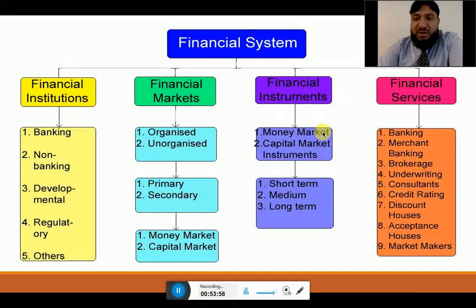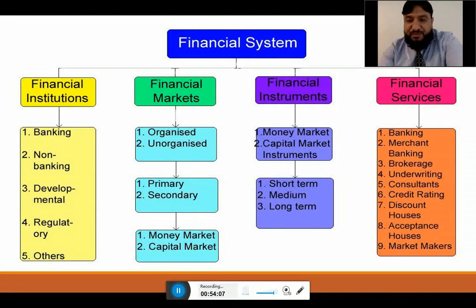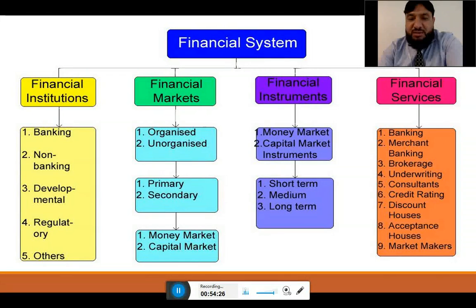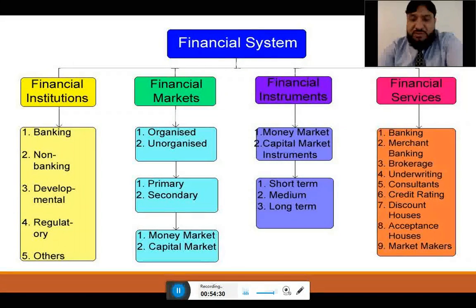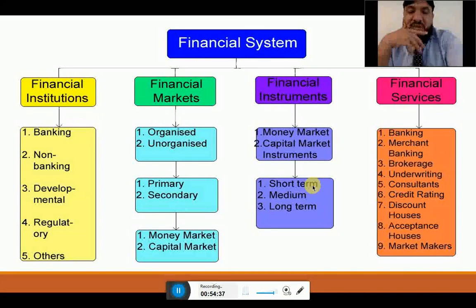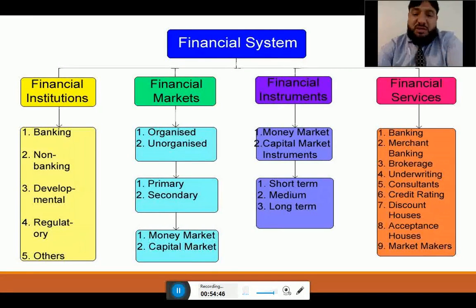Financial instruments could be money market instruments and capital market instruments. Money market instruments, we'll discuss them in detail in upcoming chapters. They could be commercial paper, repurchase agreements, treasury bills, right? These are the common examples of money market instruments. It could be commercial paper, it could be bank overdraft. And capital market instruments are preferred stock, common stock, treasury bonds, municipality bonds, and commercial bonds, right? We will discuss them in upcoming chapters. Short term, medium term, long term. Short term is usually up to 1 year, and medium term is up to 3 years, and long term is up to 5 years. Sometimes medium term is up to 5 years, and more than 5 years is called long term.